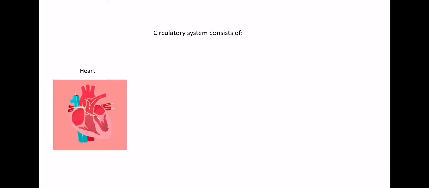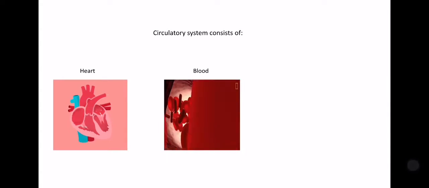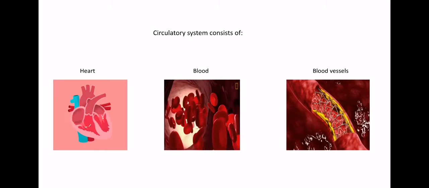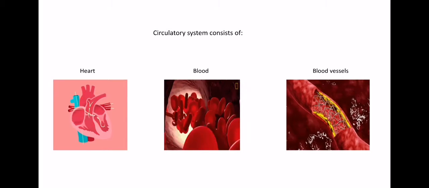Circulatory system consists of what? Number 1, it consists of the heart and the blood and blood vessels. Again, the circulatory system consists of the heart, blood, and blood vessels.